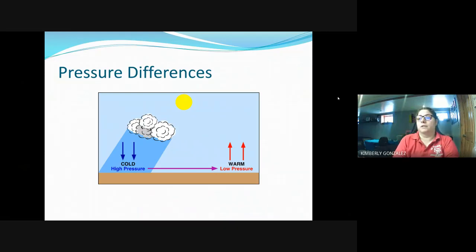It says pressure differences, right? If you have high pressure, high pressure is when the molecules are going to be pushed closer together. That's when we have a cold system right here, right? So if it's high pressure, they're going to be lower to the ground. Versus when there's low pressure, the molecules are going to be further apart from each other and they're going to rise up. Okay, they're also going to be warmer.